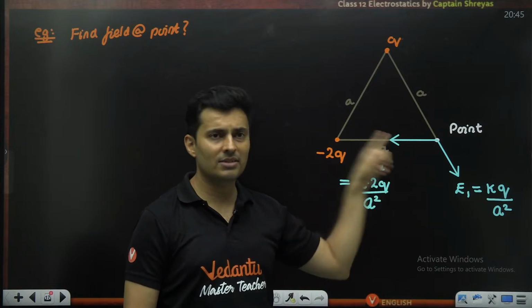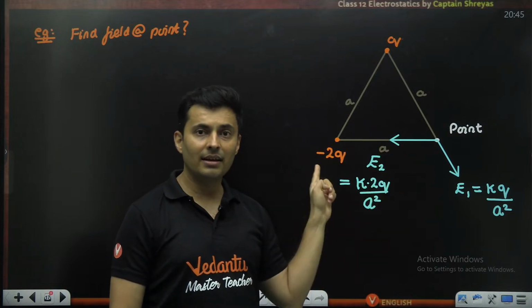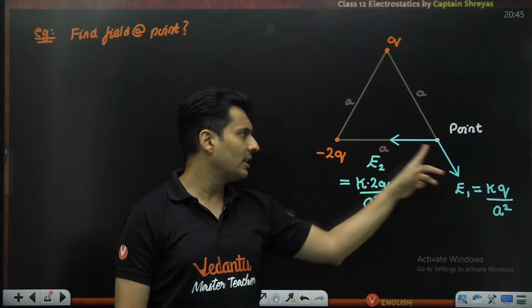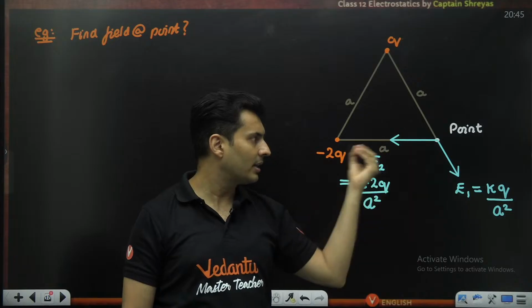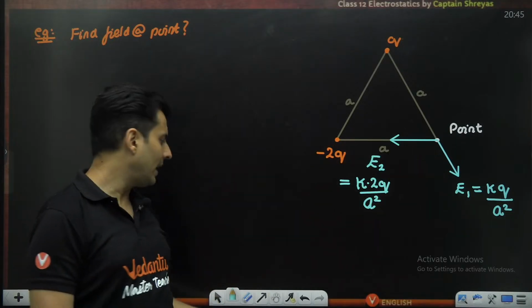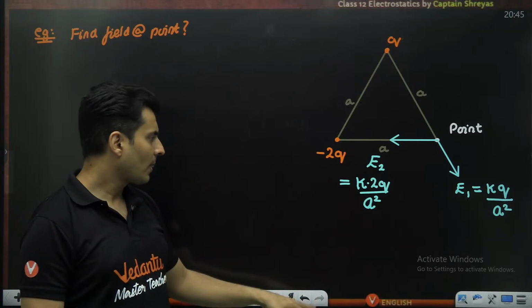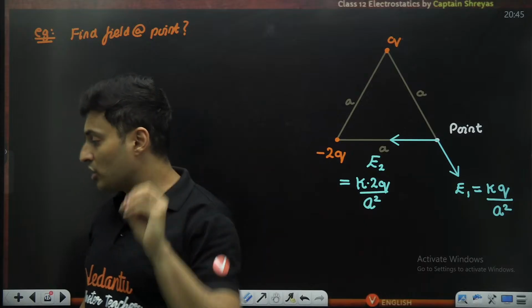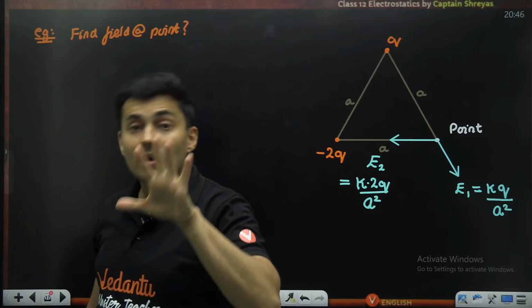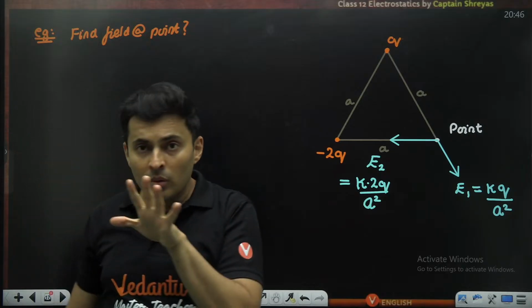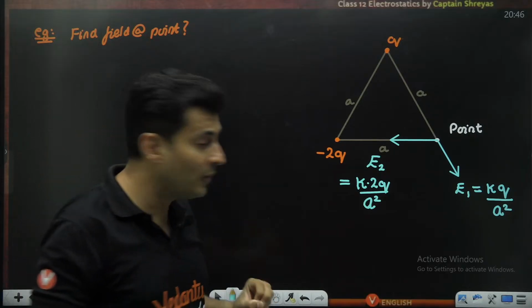Do you understand why it is on the left side? Why it is this way? It's a negative charge. So if you put a positive test charge to test, the negative and positive will attract. So there is an attractive force, and whatever is the force direction, the field will act in the same direction. So basically this is the answer. But these are the two individual fields. Now I want to find the net field.